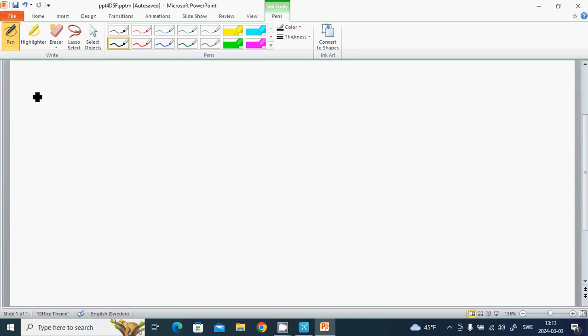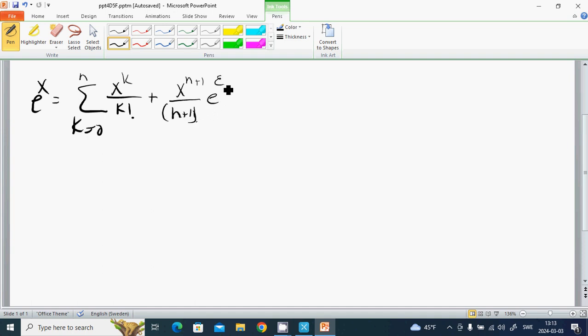e^x equals the sum from k=0 to n of x^k divided by k factorial, plus x^(n+1) divided by (n+1) factorial times e^epsilon, and the limit of R_n(x) is 0 for each x in the interval 0, x.